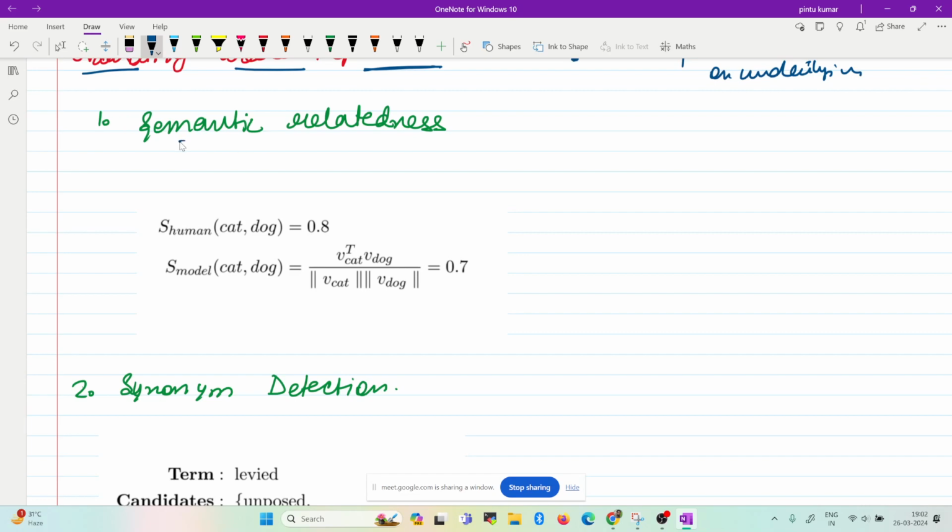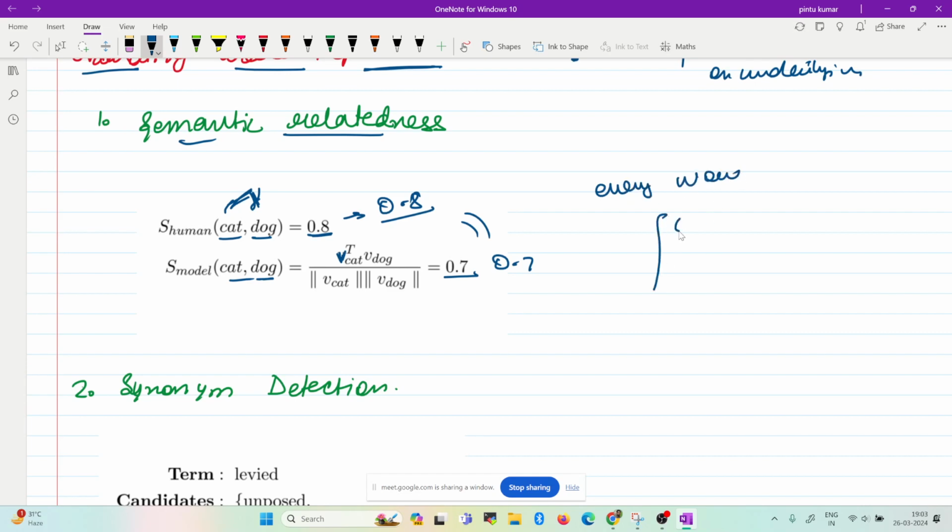First one is semantic relatedness. What semantic relatedness means is that if you have, let's say, the words cat and dog, you will ask a human being to give a score. What is the relationship between dog and cat? Let's say the human being has given a score of 0.8, and for the vector representations that you have found, the cosine similarity between them is 0.7. Okay, so these are close to each other, these are fine, right? So you will do such a thing for every pair of words.